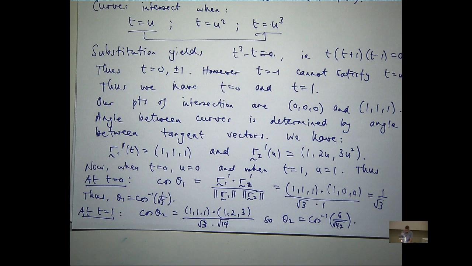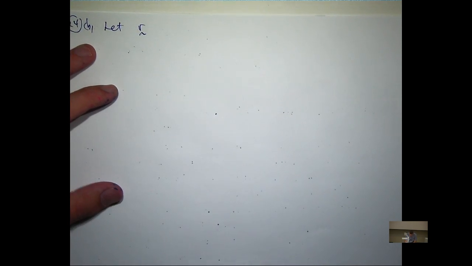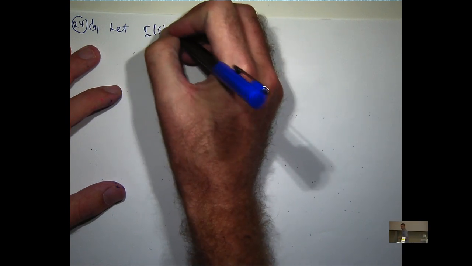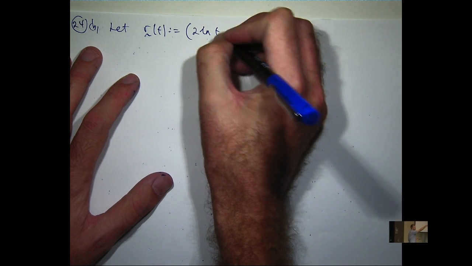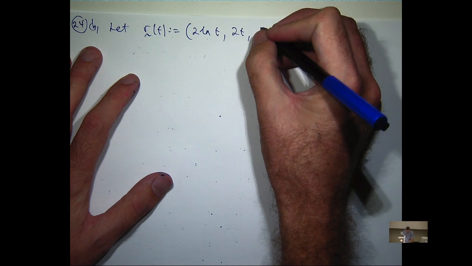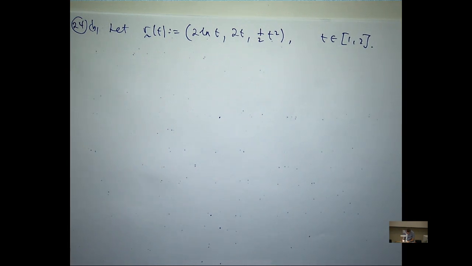I'm going to do 24 part B actually. I'll leave A for you to do. All right, so here we've got the following vector function: 2 log t, 2t, half t squared, and t is between 1 and 2. Now, it's not clear what kind of curve that is, but we don't really have to worry about that. Unless it's a really obvious curve, we don't really need to worry about it.